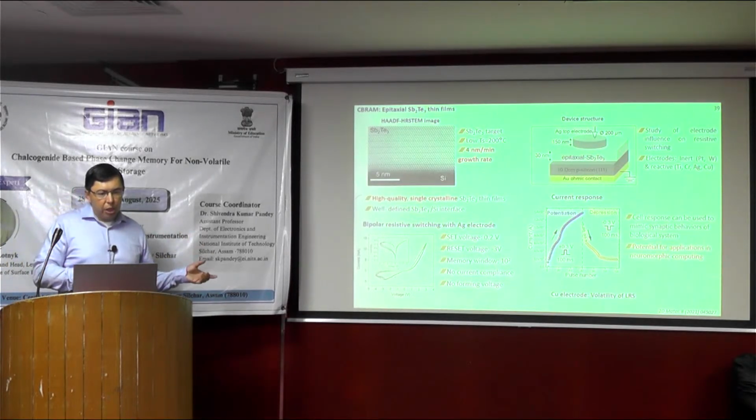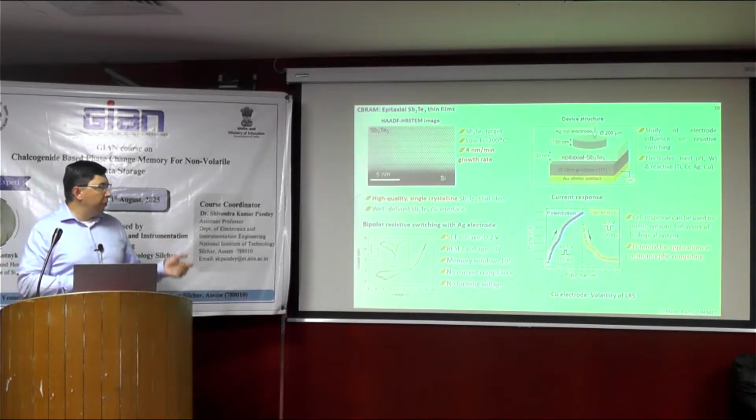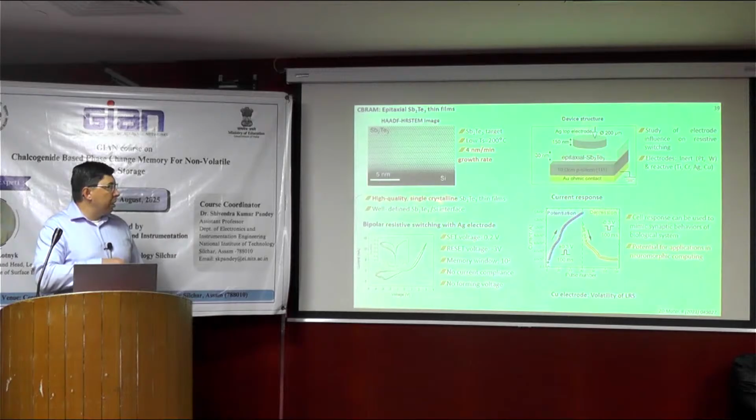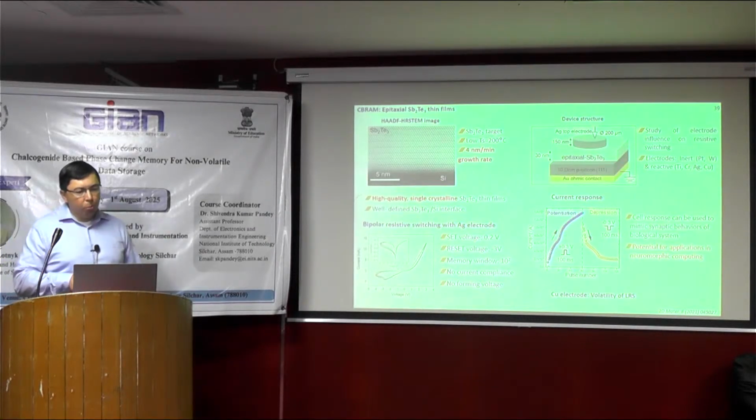In the case of oxide CBRAMs, you need to first make the filaments and then work with them. But in this case, you don't need the forming voltage, and this is maybe some advantage. Also, we tried such cells for neuromorphic computing.